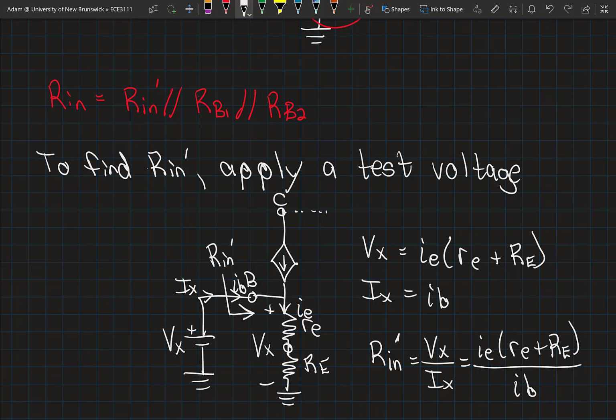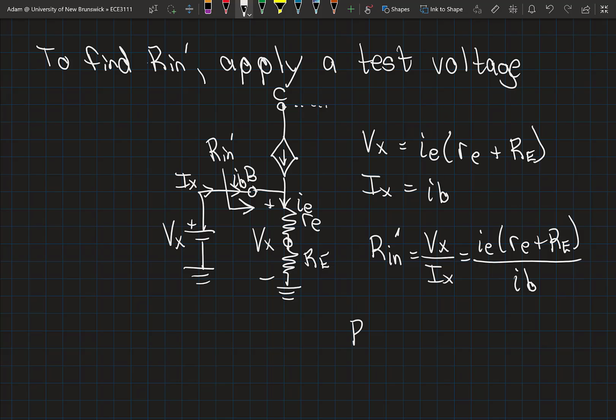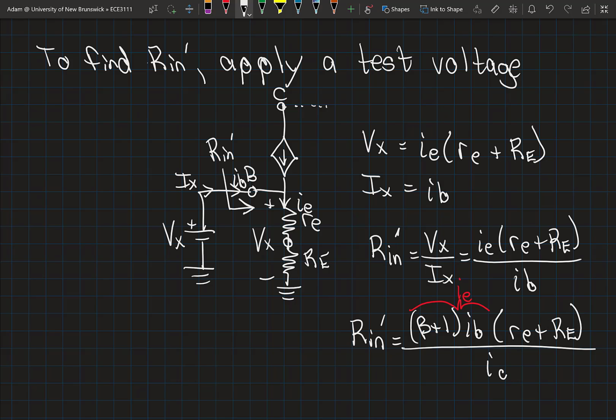Ix is equal to Ib. But I can write IE in terms of the base current, so I know that IE is equal to beta plus 1 times IB. So this is simply another IE. That all times little re plus big Re is equal to Vx divided by IB.